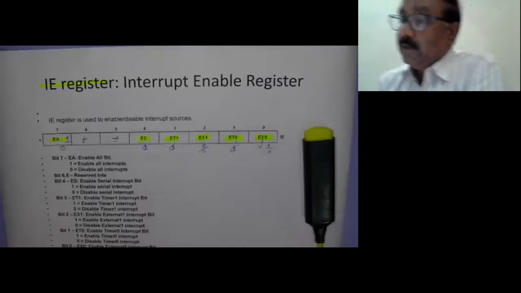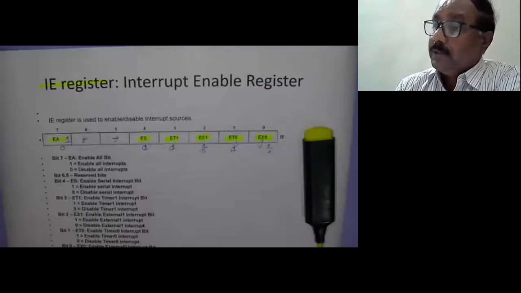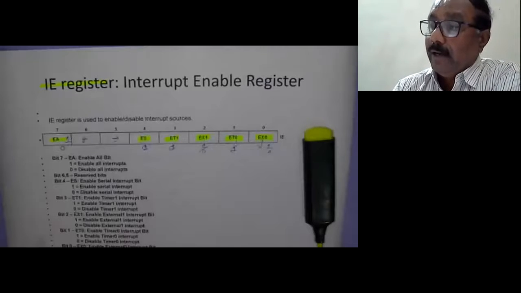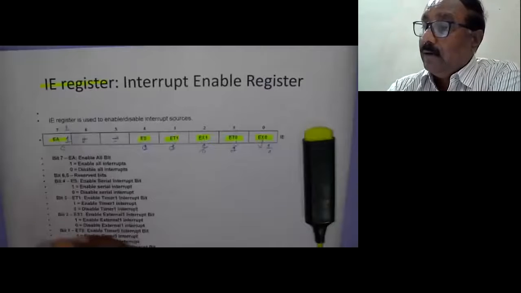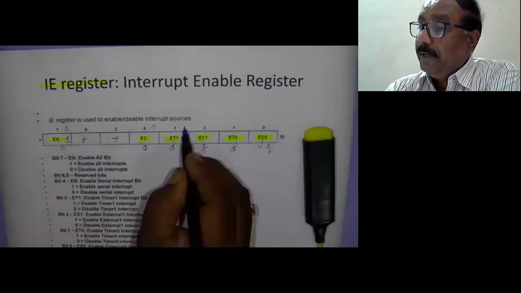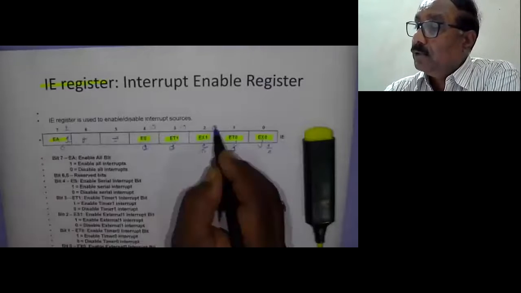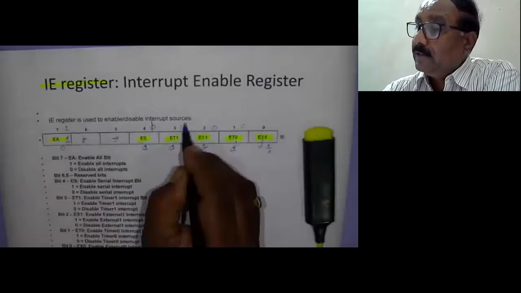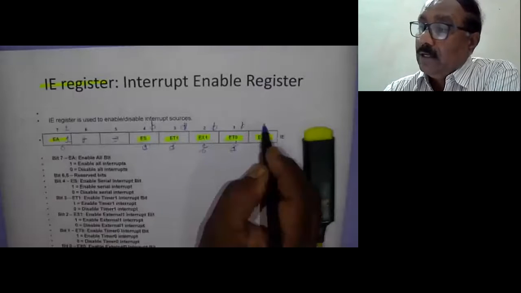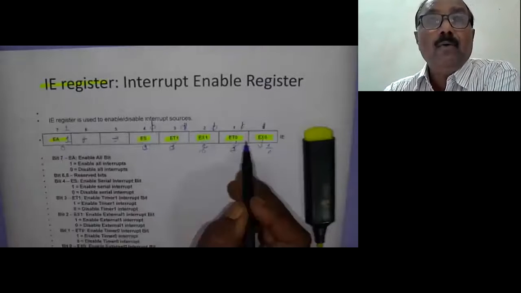Now suppose that you are using all interrupts, you require all interrupts. Then what happens? Keep EA equal to 1, ES equal to 1, ET equal to 1, EX equal to 1. So keep all these bits equal to 1.